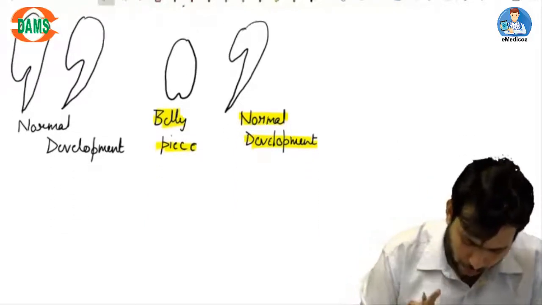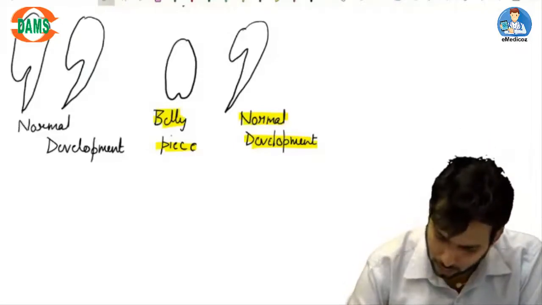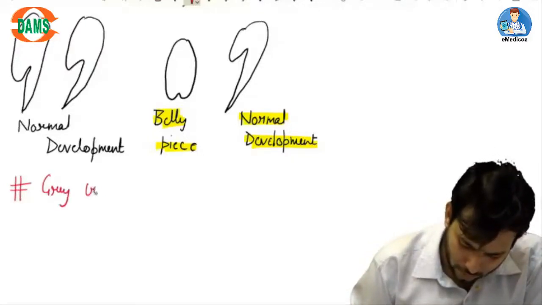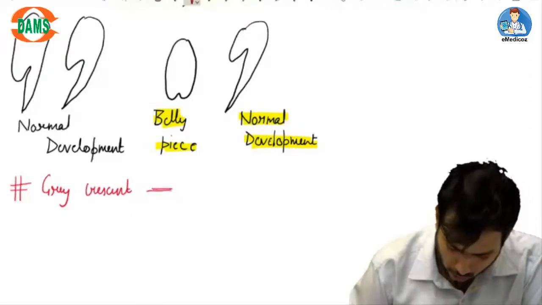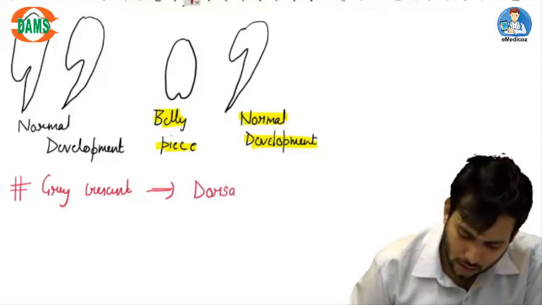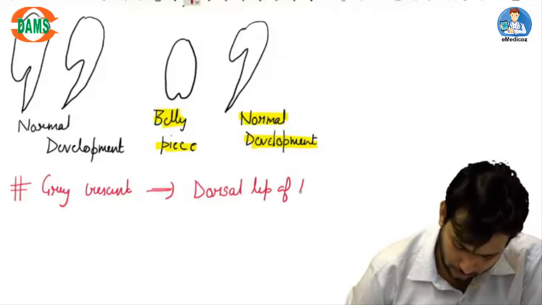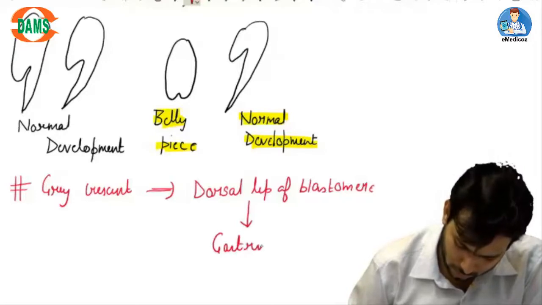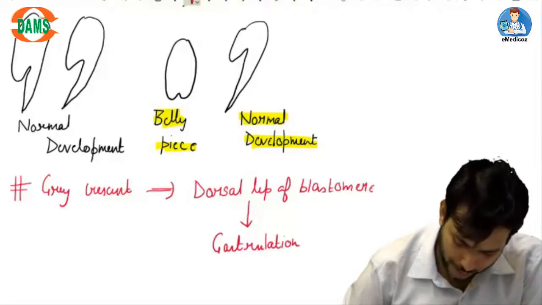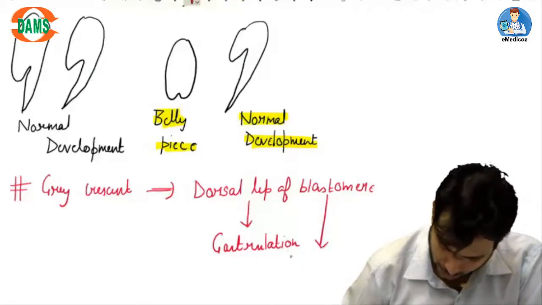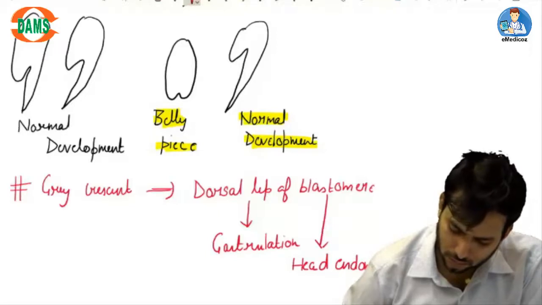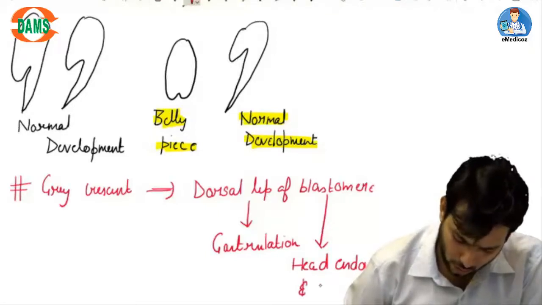Now we know that the gray crescent is going to determine, or give rise to, the dorsal lip of the blastopore, which is important for gastrulation and the formation of the head, endomesoderm, and notochord.